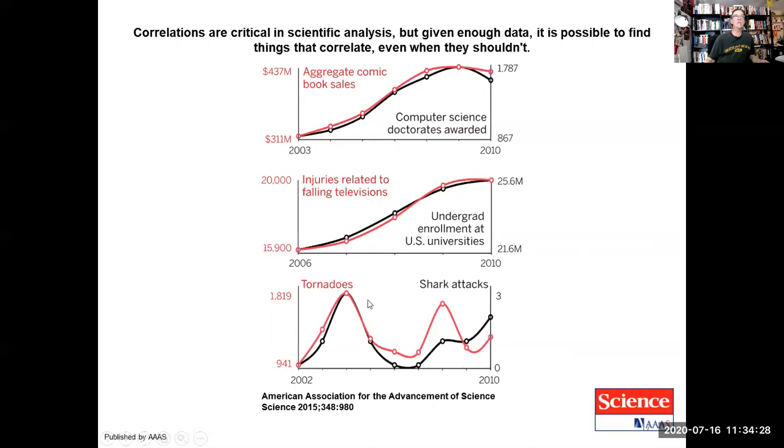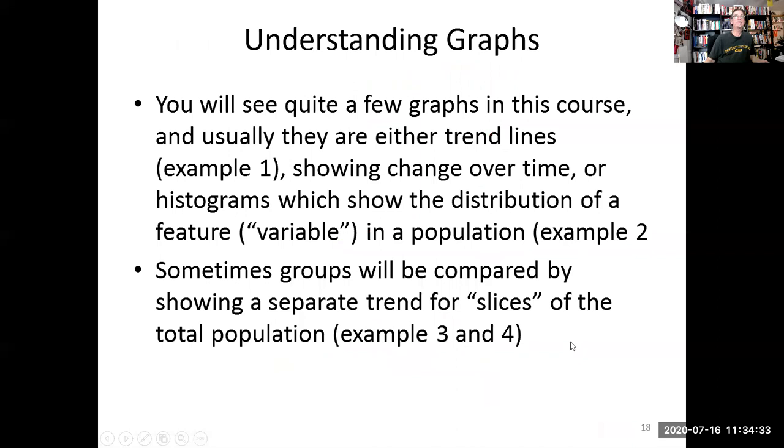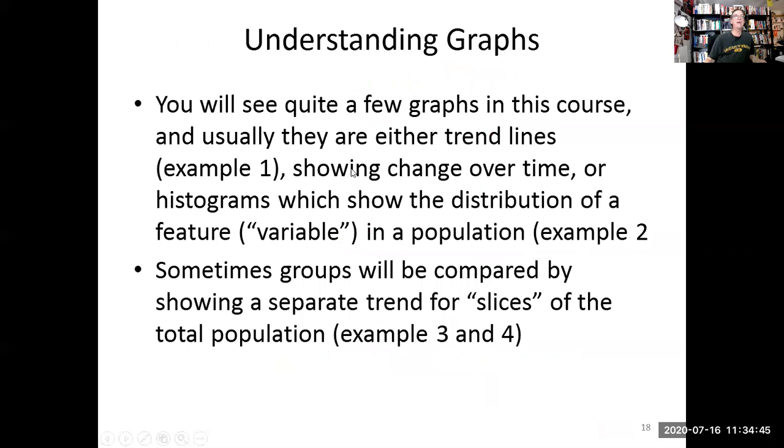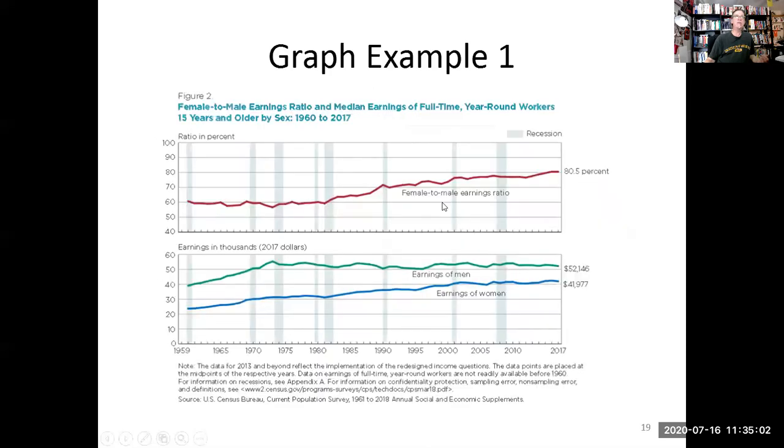And this is a good one, tornadoes and shark attacks. So, graphs. You just saw a few graphs. I'm going to tell you about some right now in case you need to know. Usually they're either trend lines or histograms. The trend lines show change over time. The histograms show the distribution. And you can slice these up and see trend lines for two different groups. So here's both of those where they're sliced.